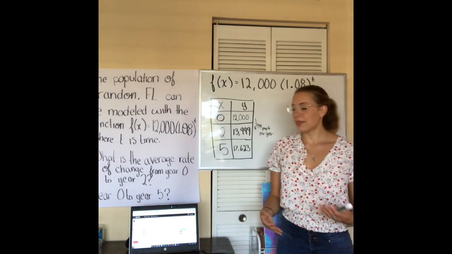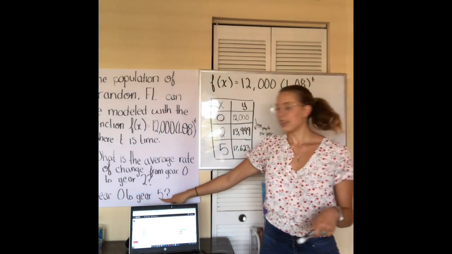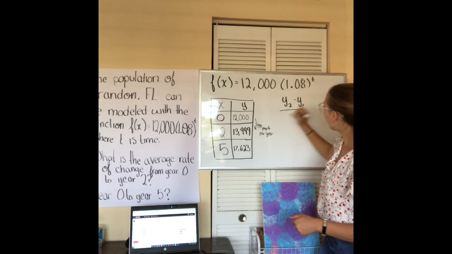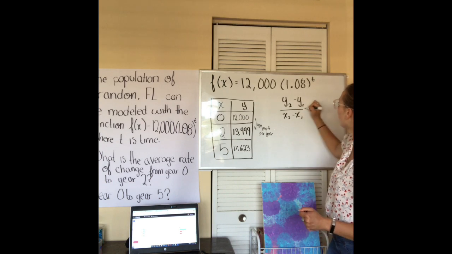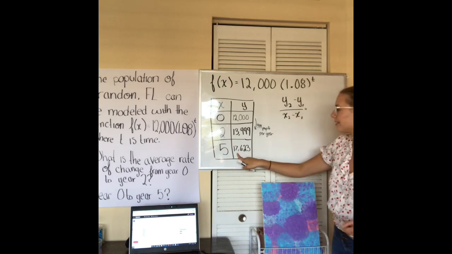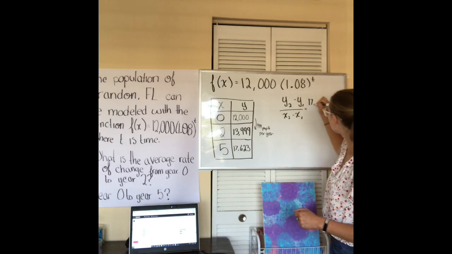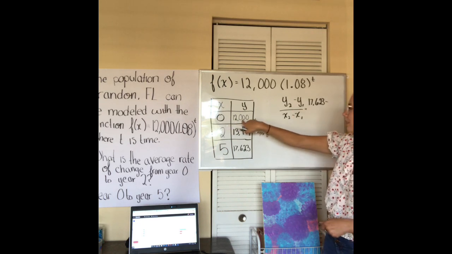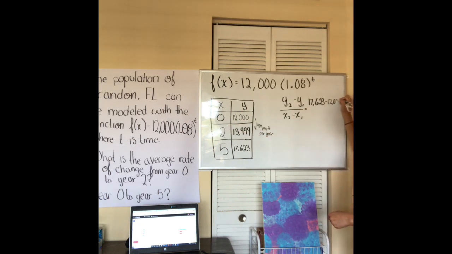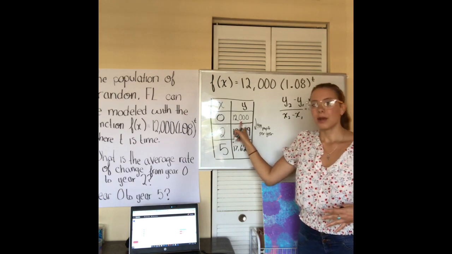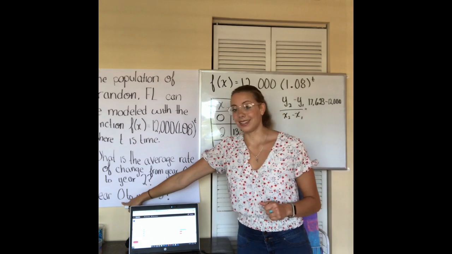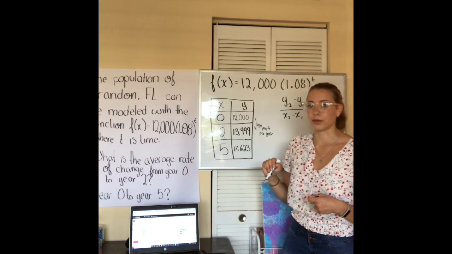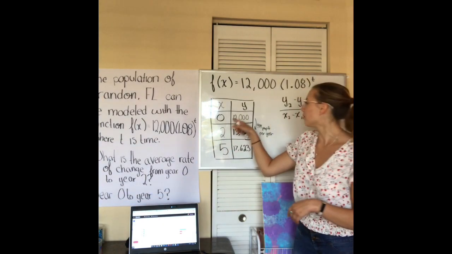And now we're going to do the same thing to find the average rate of change from year 0 to year 5. y2 minus y1 over x2 minus x1. Our y2 value is 17,623 minus our y1 value is 12,000. And I'm using 12,000 because the question is asking me from year 0 to year 5. If the question asked from year 2 to year 5, I would be using the number with the 2. But it's not, it's asking me from year 0, so I'm using the y value with year 0.